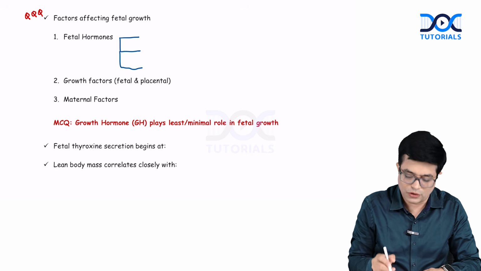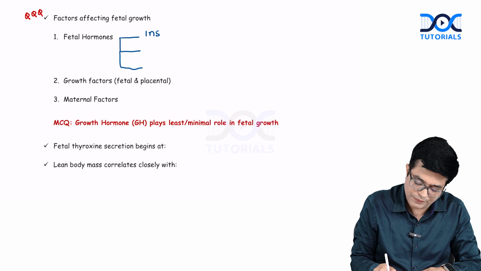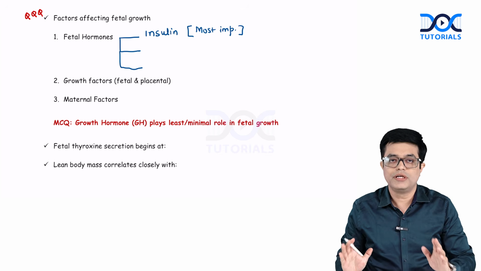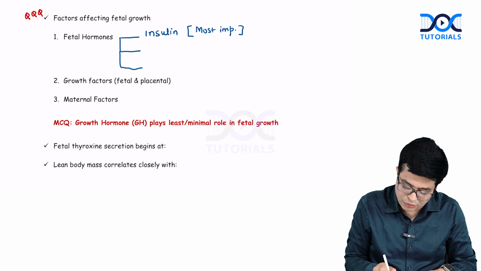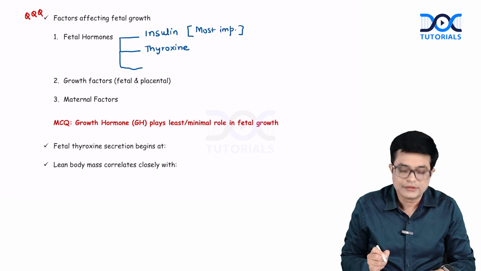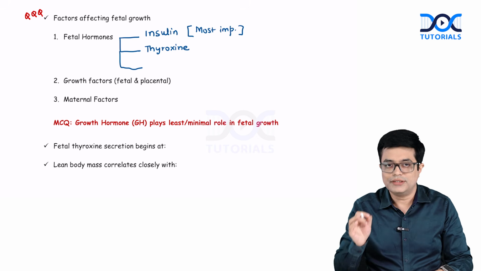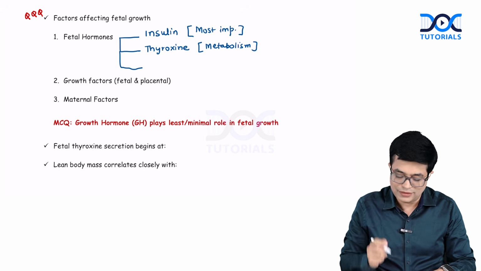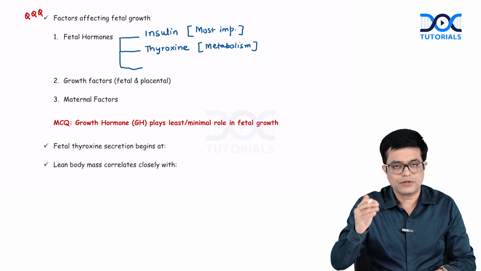The 3 important fetal hormones are, first of all, insulin. Insulin is considered to be the most important hormone for fetal growth. How much will be the eventual fetal weight will depend upon insulin level. Second important hormone after this is thyroxine. Thyroxine is thyroid hormone, this is involved in metabolism of the fetus. So which hormone is involved in metabolism of the fetus? It will be thyroxine. And by controlling metabolism, obviously it will control the fetal growth.